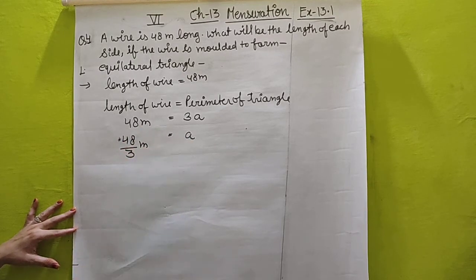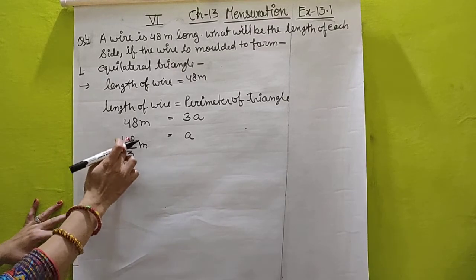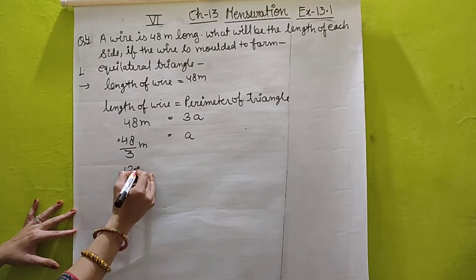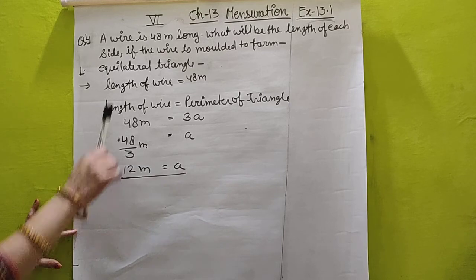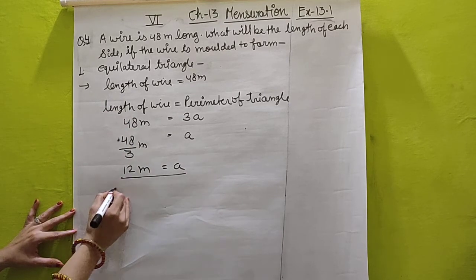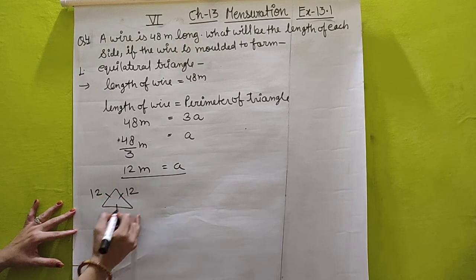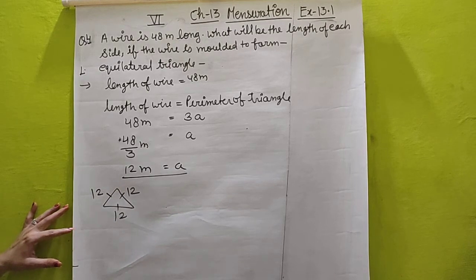This formula also, students, I explained at the start of the video. 48 divided by 3 meter. When you divide 48 by 3, you will get 12 meter is equal to A. So the value of the side of this equilateral triangle will be 12. Now students, you can cross check. In an equilateral triangle, one side is 12, then the second will be 12 and the third will be 12, and 12 plus 12 plus 12 will be 48.